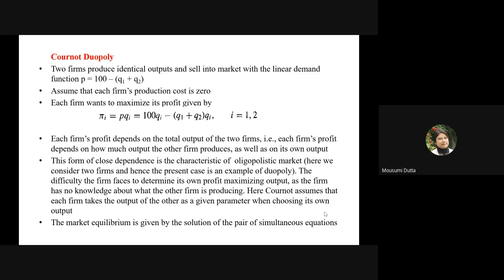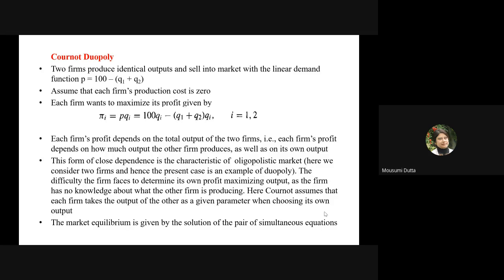Okay. So each firm wants to maximize profit given by pi i is equal to P into Qi. So look at the profit equation. Here there are two equations, pi 1 and pi 2. So I'm writing it pi i. Pi i is equal to P into Qi.